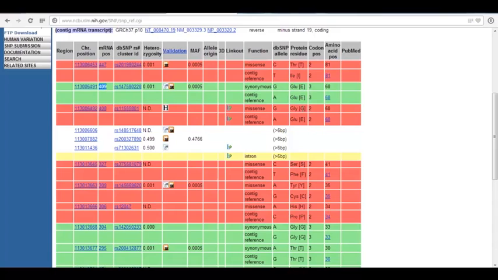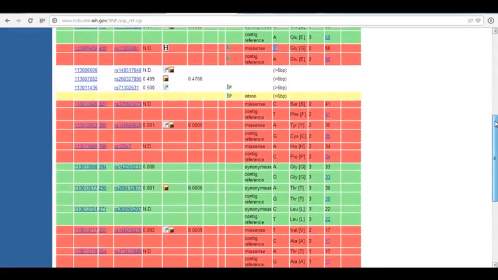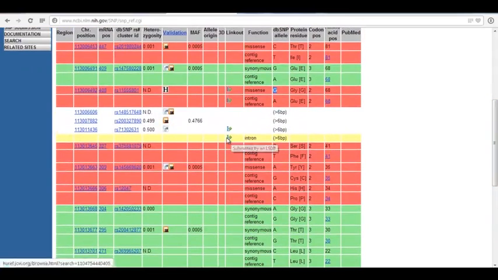Where it says contig reference, that means that that is the sequence that is in the database. People who have that A have glutamic acid, and people with the G variation have glycine. You see some alternating green and red. They hide the intronic non-coding ones because it would make the table really enormous. So you can expand to get those open.